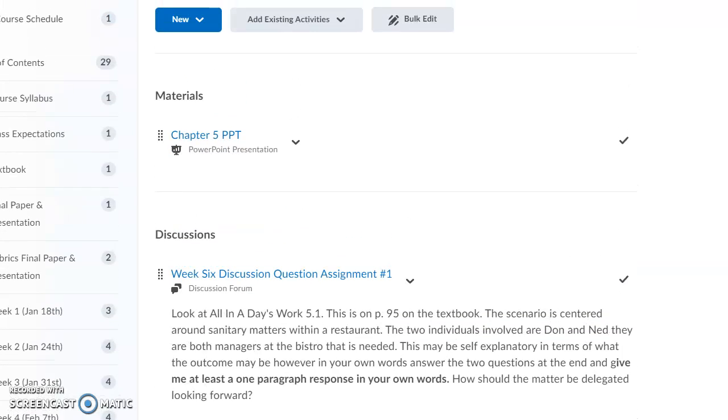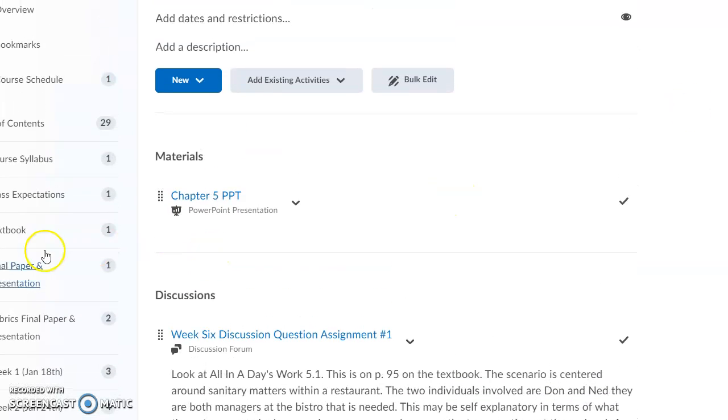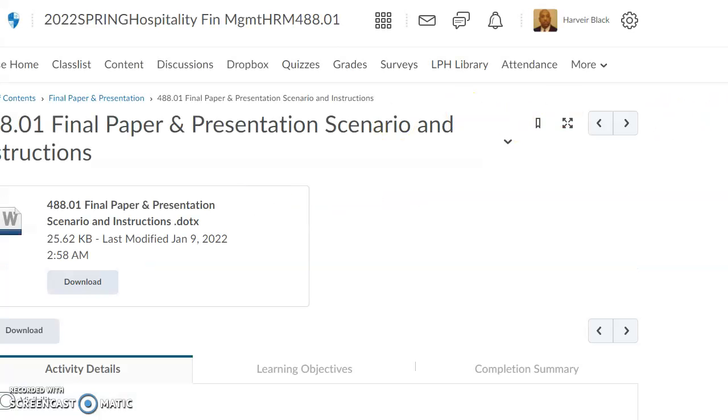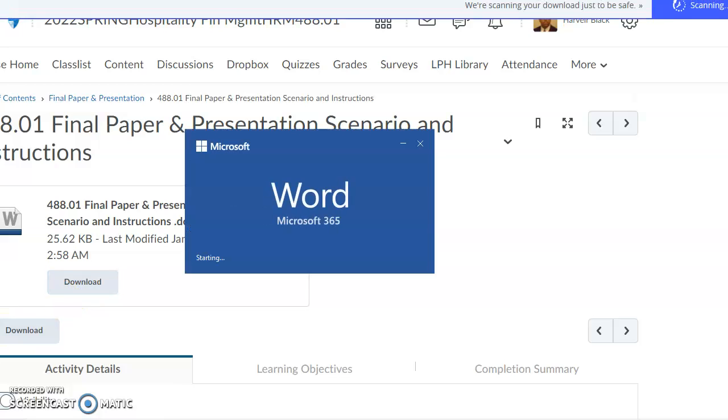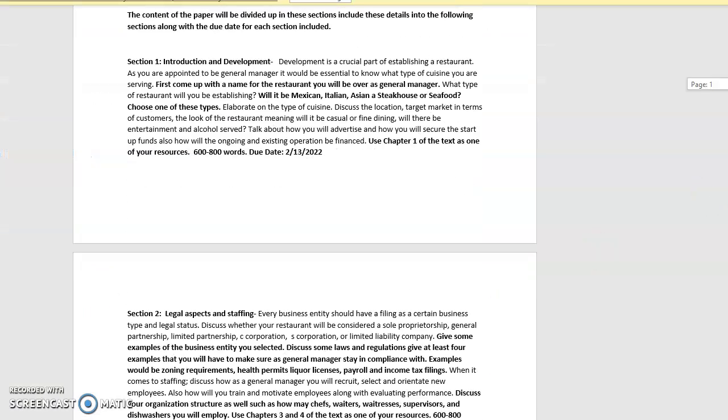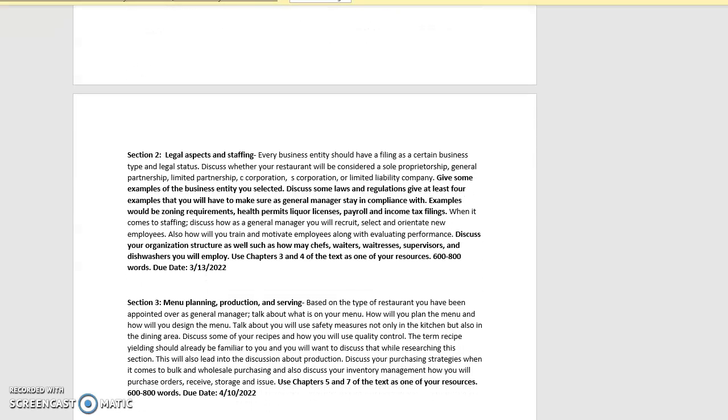So this will be a brief video discussion because one of the things I want to do is talk about the final paper. Now, with the final paper, this is a Word document, and you can open this up. You see what I'm doing right now. I want to go to section 2. Now, we've already covered this chapter. As a matter of fact, chapter 3, I believe, talked about legal aspects, and chapter 4 was relating to staffing.